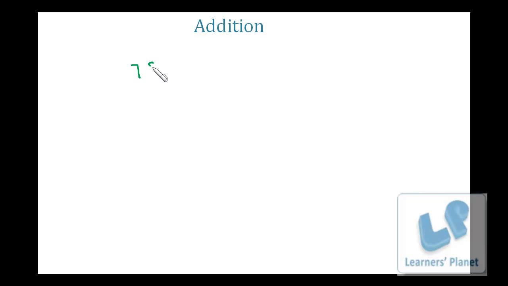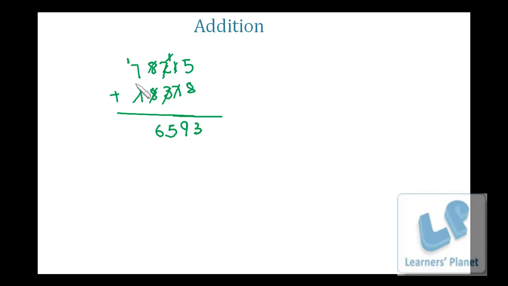Suppose we have 78215 plus 18378. Okay, now we'll add them. So 8 plus 5, that is 13. So 3, and 1 is carried. Now 7 plus 1, 8, plus 1, 9. 3 plus 2 is 5. 8 plus 8 is 16, and 1 is carried. 1 plus 7, 8, plus 1, 9.